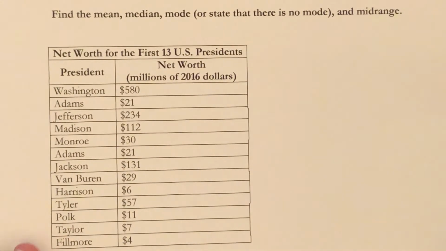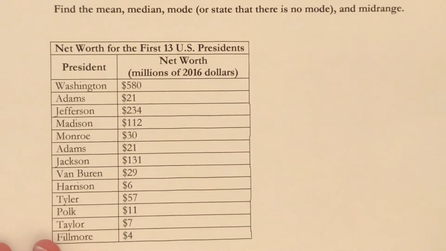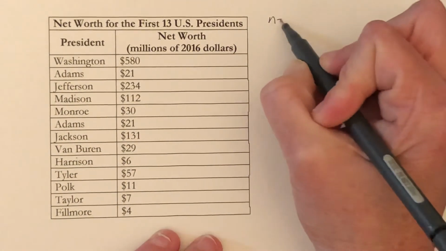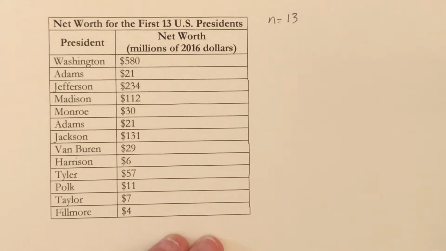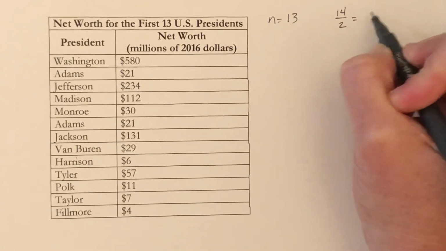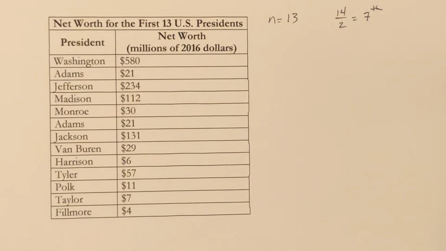Okay. One last problem. Find the mean, median, mode, or say that there is no mode, and mid-range. This chart gives us the net worth for the first 13 US presidents adjusted to millions of 2016 dollars. So I do need to put these in order, and I know I'm going to have 13 values. That part's nice, we don't have to count. So my n value is going to be 13. My median is going to be at 14 over 2, so the 7th spot is going to be my median.